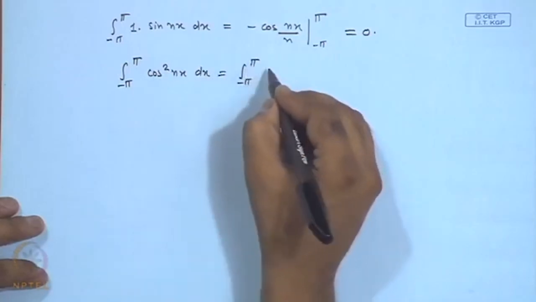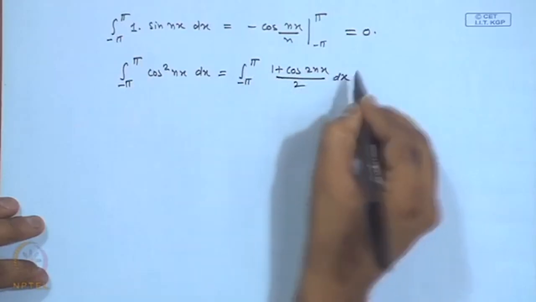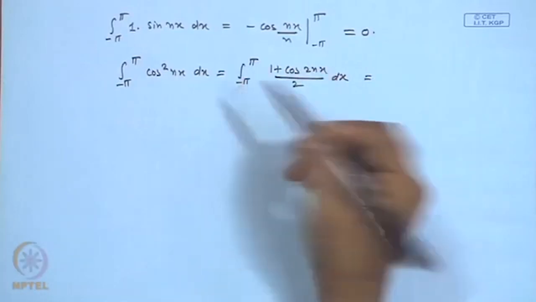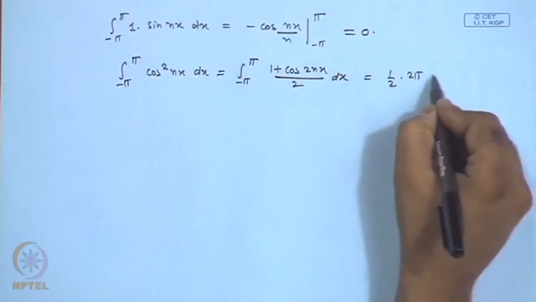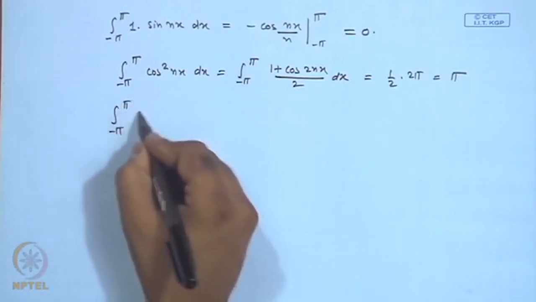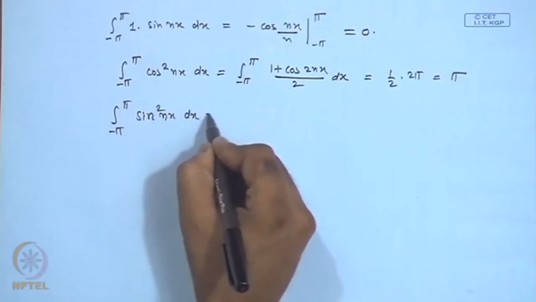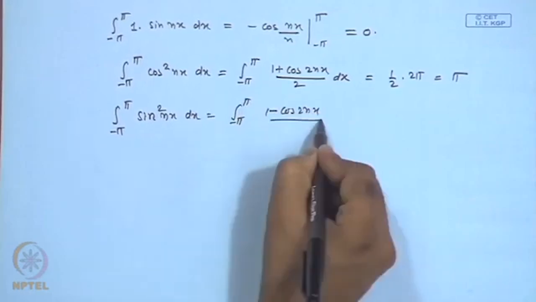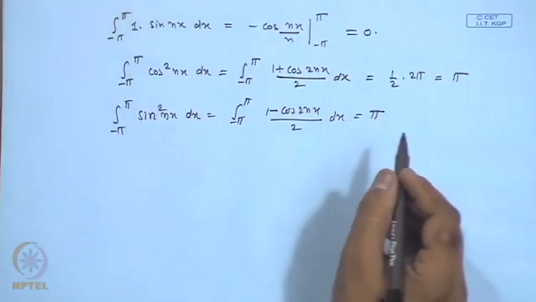So, integrating from minus pi to pi, we have cos squared n x, which is 1 plus cos 2 n x over 2 dx. The sin 2 n x term will give 0, because sin 2 n x at pi and minus pi both will be 0, but we have the half and the integral of 1, that is 2 pi. So, we get pi. Similarly, if we take sin n x times sin n x, so sin square n x dx, we will also get pi, because we have 1 minus cos 2 n x over 2 dx, and this will also give pi.